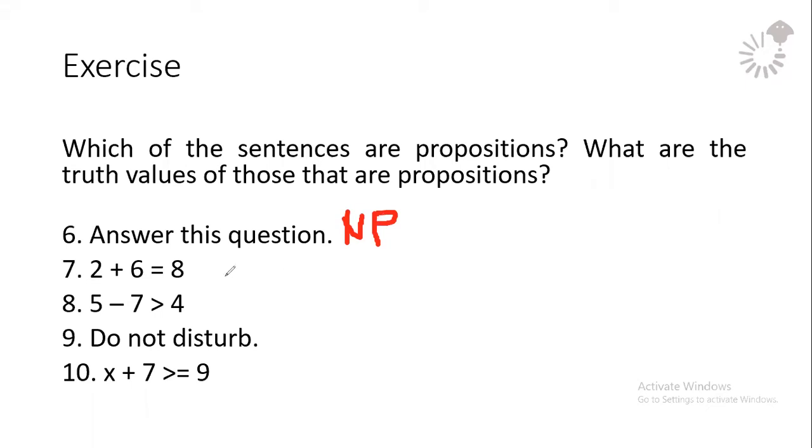Number 7, 2 plus 6 is equivalent to 8. Proposition, not proposition? Proposition, ma'am. Truth value is true. Number 8, 5 minus 7 is greater than 4. Proposition, ma'am. Truth value is false, ma'am.